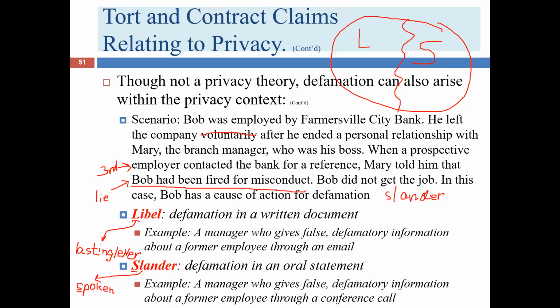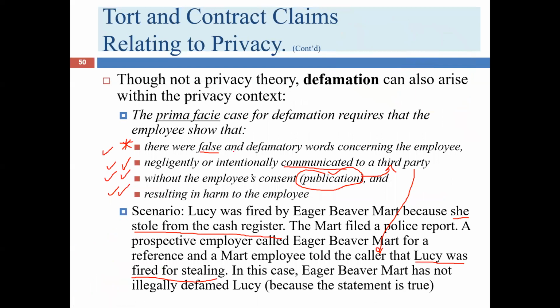I never stole anything from Farmersville City Bank, but that is what she will tell you if you call her. So in that situation, Mary hasn't said anything. Plano City Bank has not even contacted Mary. So the ordinary elements are not here. Mary hasn't made any statement against Bob other than what she told Bob directly, and we already know that can't be defamation. She has not communicated it to a third party such as Plano City Bank.